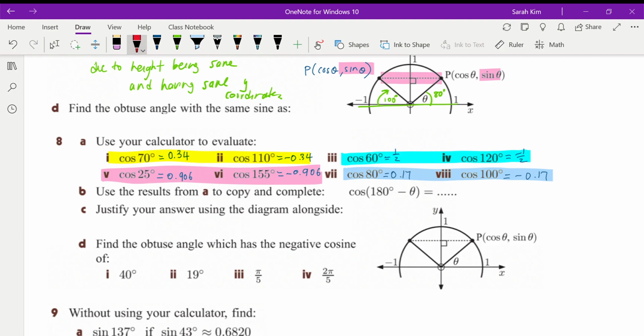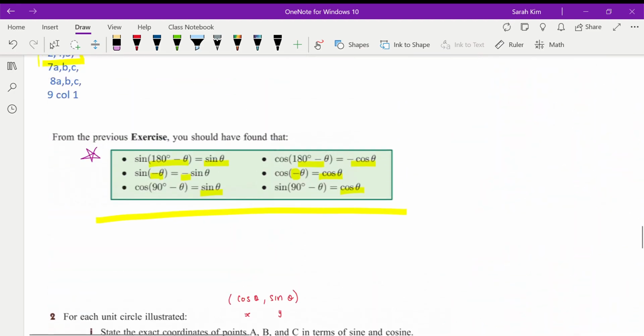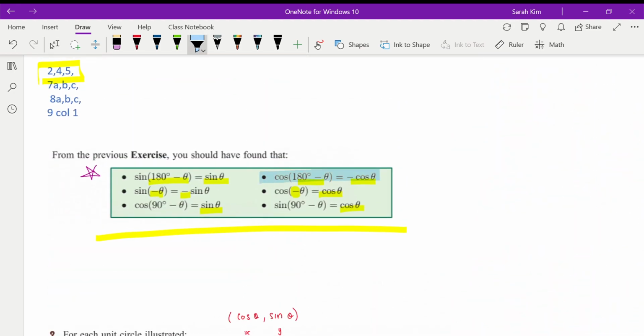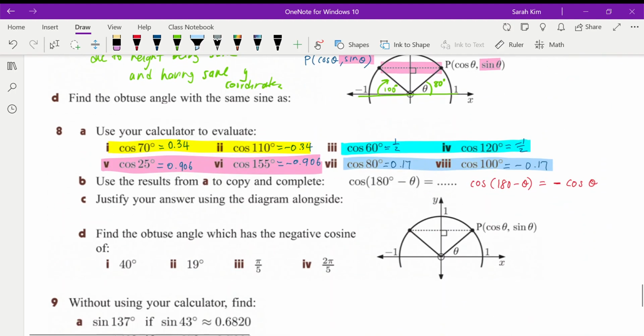So what I would write is cos of 180 take theta would equal the negative of cos theta. So what they will do is they have the same answer, same coordinate, however it'll be just a negative version of it, and I'm pretty sure that is the identity we are working with. So you just get the negative answer.